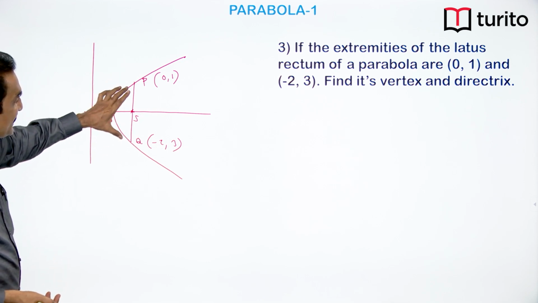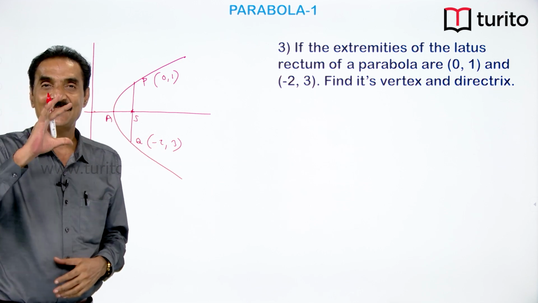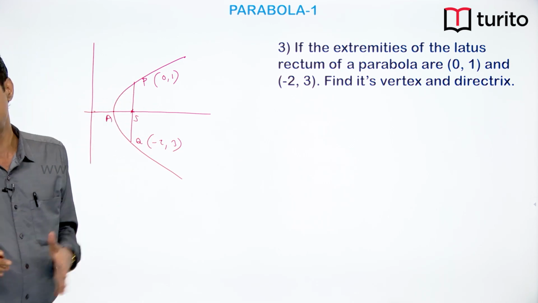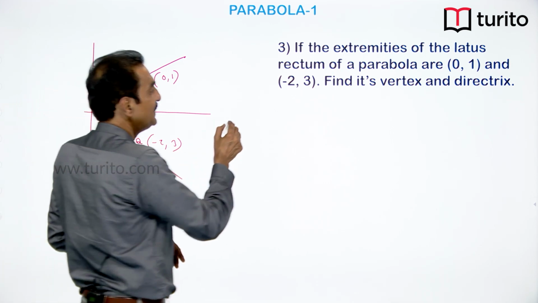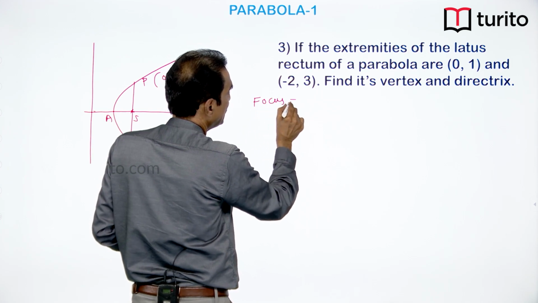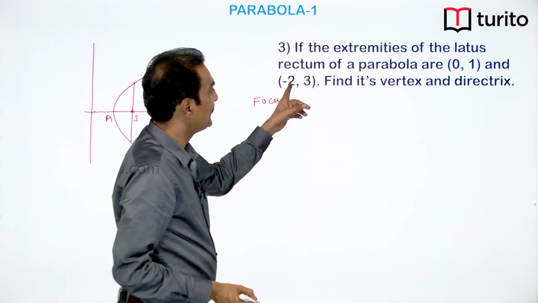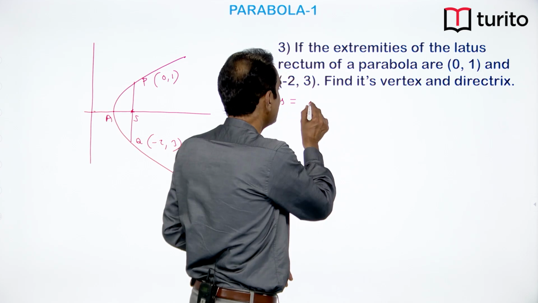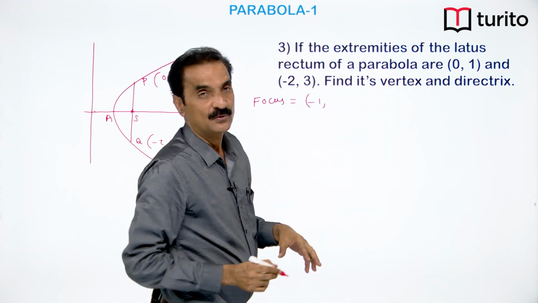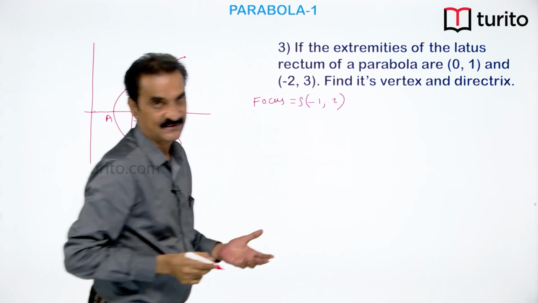If PQ is the latus rectum, then S will be the midpoint of the latus rectum. Latus rectum is a chord through the focus perpendicular to the axis of the parabola. So, first immediately we will find the focus. Focus is the midpoint of the latus rectum. So, midpoint formula: (-2 + 0)/2 = -1, (3 + 1)/2 = 2. Focus is (-1, 2), denoted by S.